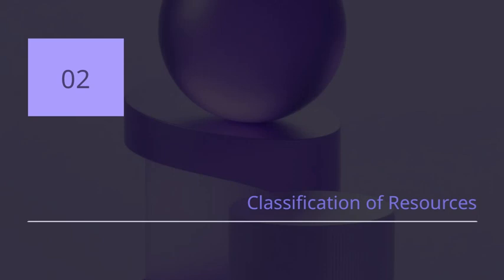Let's take a closer look at the classification of resources. When we talk about resources, we're essentially categorizing them based on their characteristics and how they can be used. This classification helps us understand their role in supporting various processes and activities.